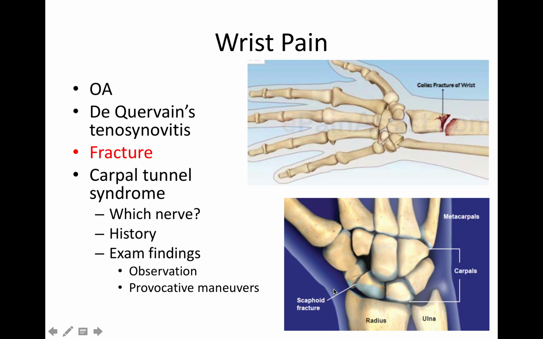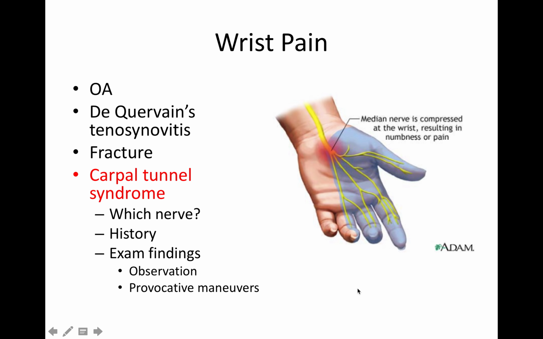Even if the x-ray initially is negative, if you have pain in the anatomical snuff box, you may need to get a repeat x-ray in a few days, in a week or so, because the initial x-ray may be negative and later on it may be positive. You don't want to miss a fracture there, which may require follow-up with orthopedics.